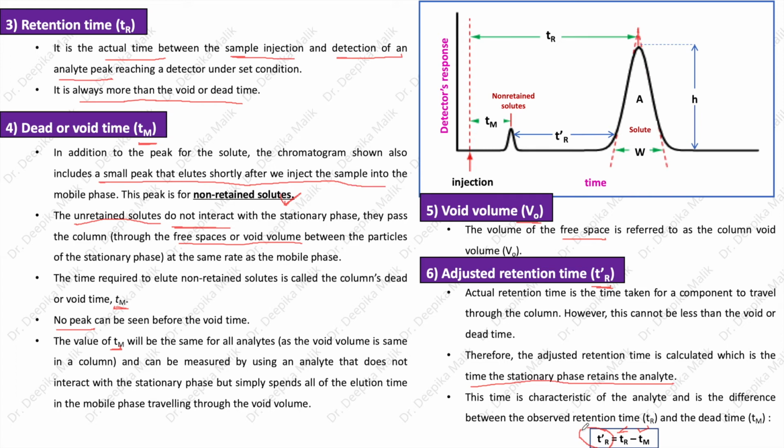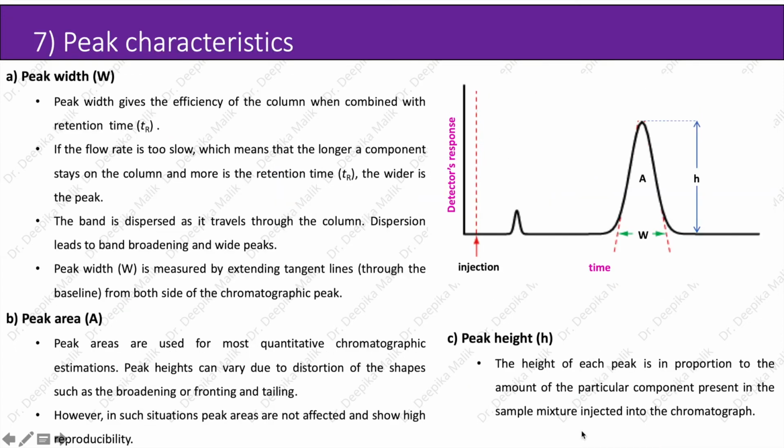Next slide shows the peak characteristics. First is peak width. Peak width gives the efficiency of the column when combined with retention time. If the flow rate is too slow, which means the longer a component stays on the column and the more the retention time, the wider is the peak. The band is dispersed as it travels through the column. Dispersion leads to band broadening and wide peaks.